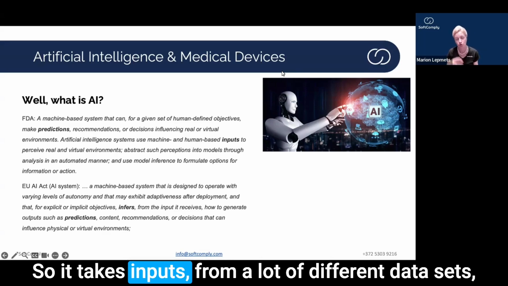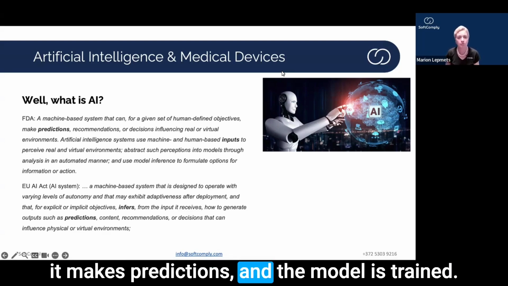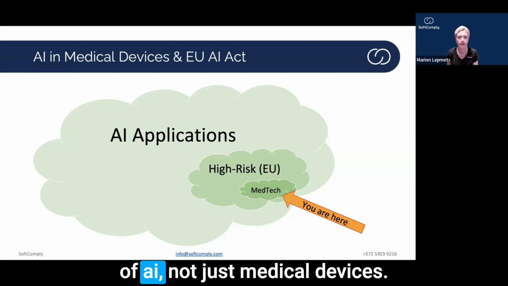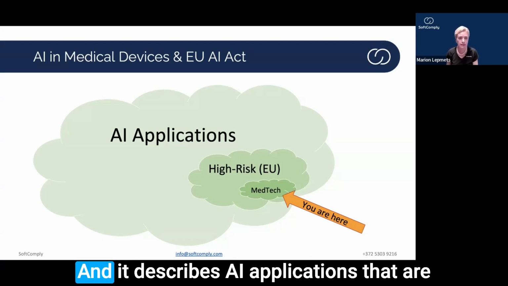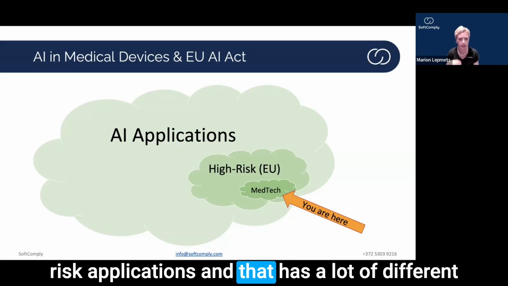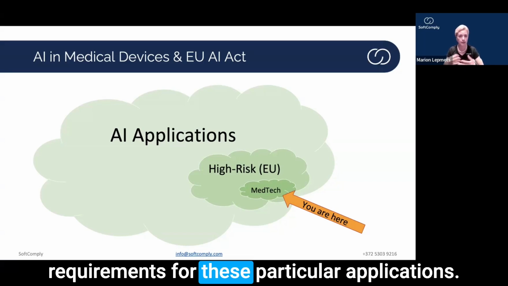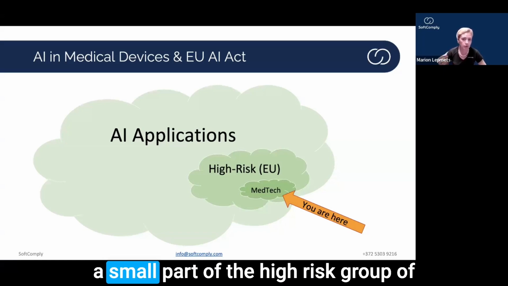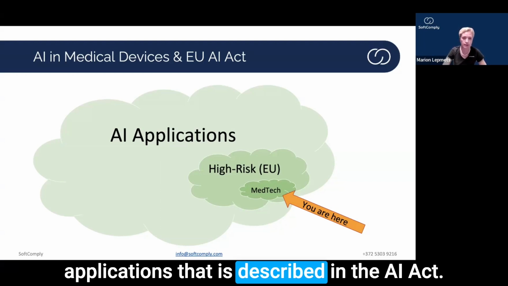So it takes inputs, which can be a lot of different data sets. It makes predictions, and the model is trained. The EU has issued the AI Act, and that covers all different applications of AI, not just medical devices. And it describes AI applications that are forbidden. And there is the focus of the high risk applications, and that has a lot of different requirements for these particular applications. MedTech or medical devices is only a small part of the high risk group of applications that is described in the AI Act.